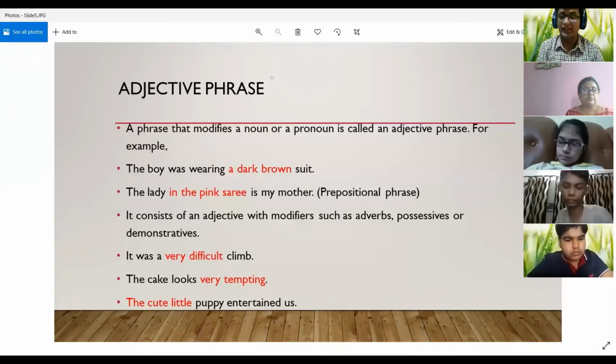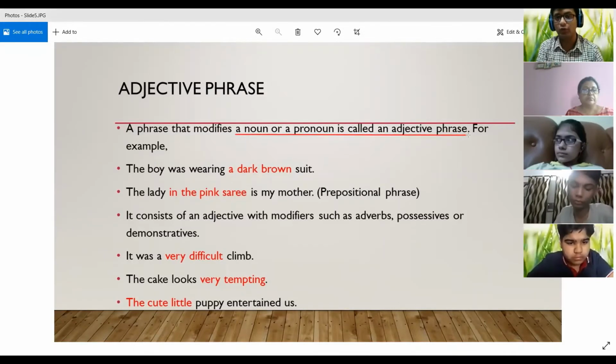Now we will see what is an adjective phrase. A phrase that modifies a noun or a pronoun is called an adjective phrase. So you can see the usage is totally the same. A noun phrase acts as a noun. What is the role of an adjective? An adjective modifies a noun or a pronoun. So an adjective phrase also modifies a noun or a pronoun. So their work is totally the same.